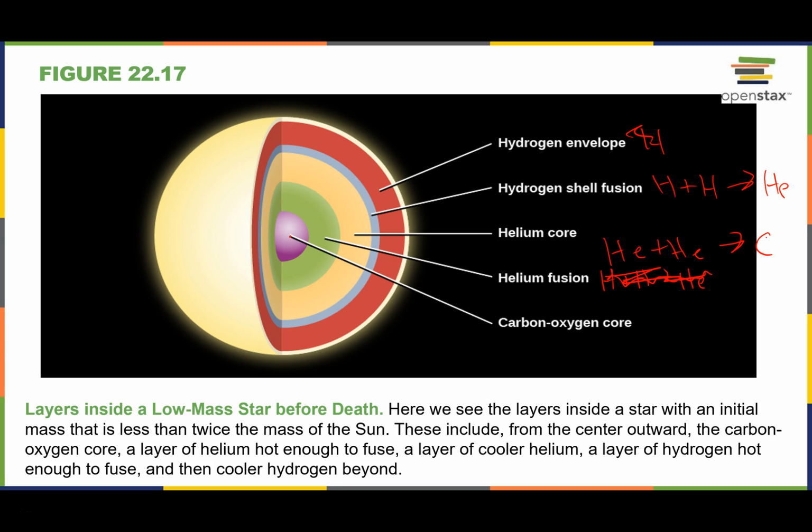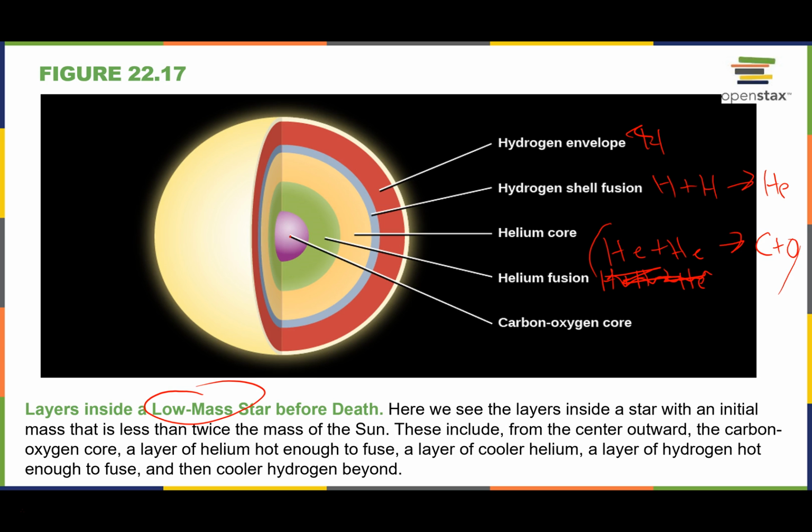What's the symbol for oxygen? What letter do we use for oxygen? Oh, yeah, y'all should take chemistry. So actually this one, HE plus HE goes to form C. I'm going to put an O. This is actually related to what the middle of a low mass star looks like.